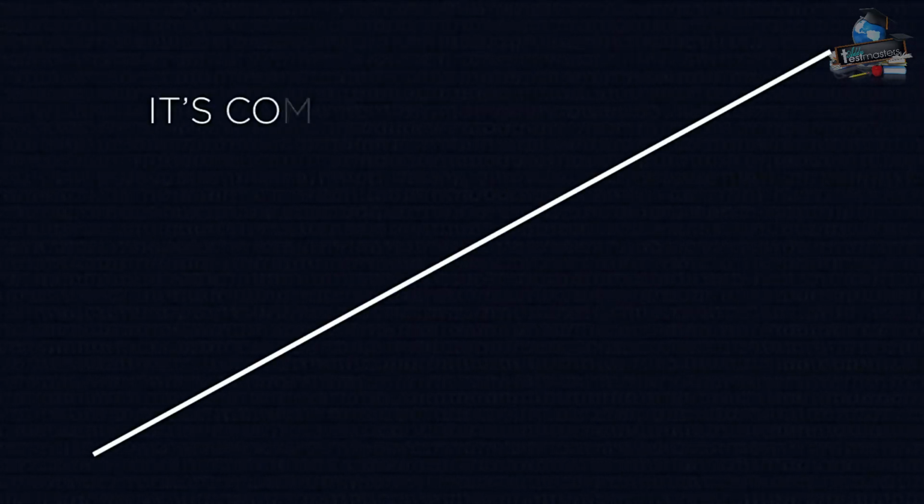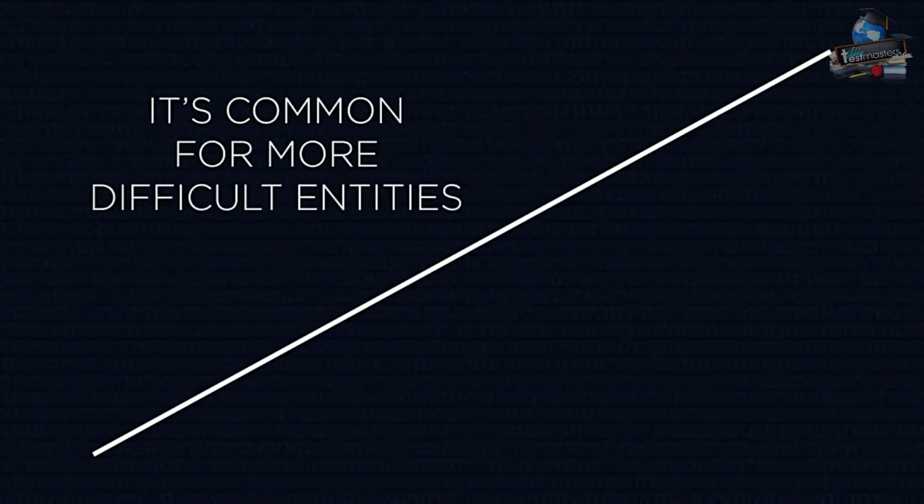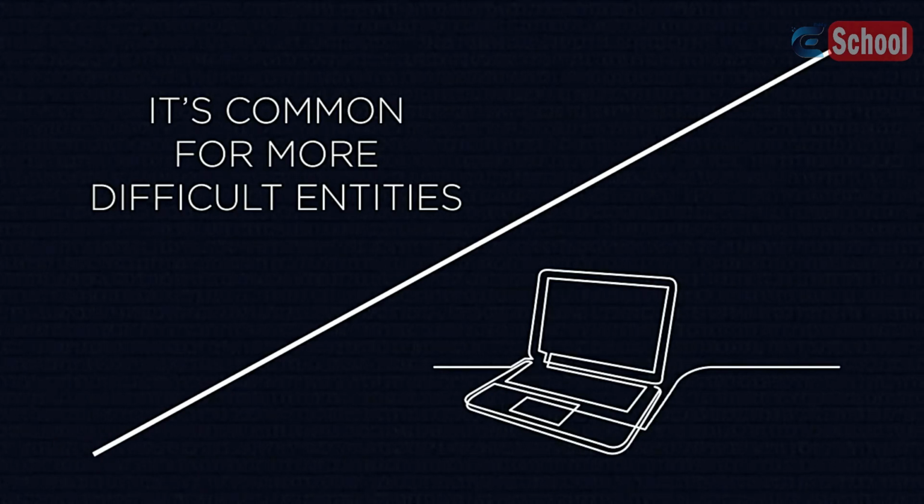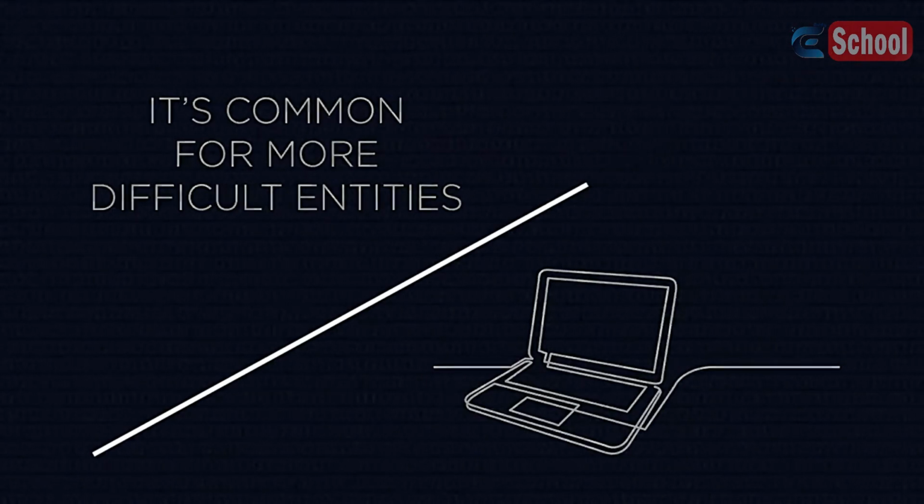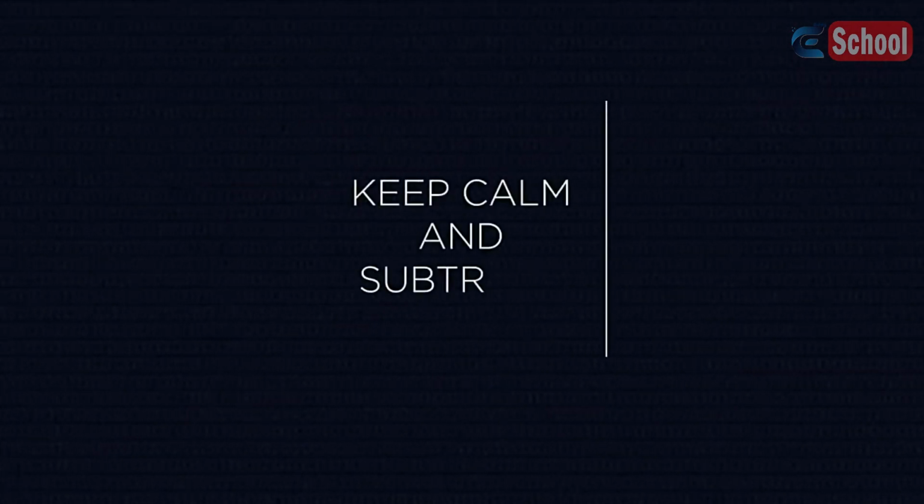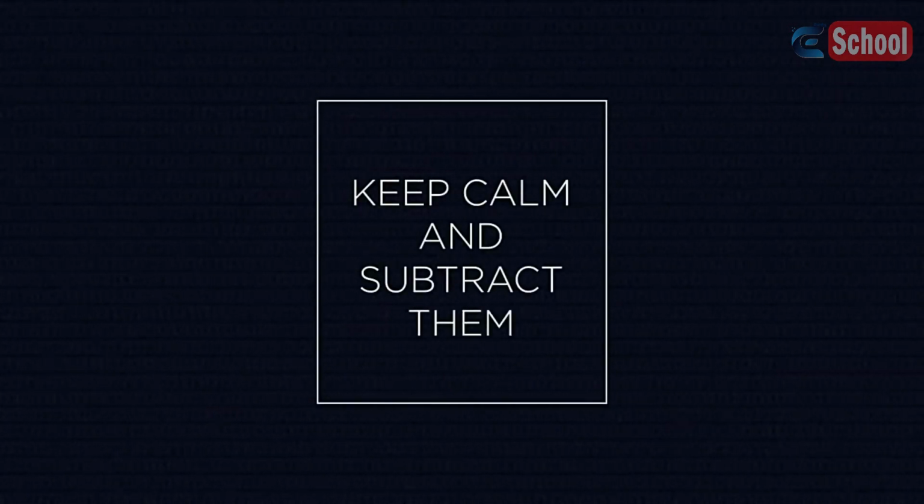You wouldn't normally use this method to order integers. However, this method is common and so might be really helpful when ordering more difficult maths entities. Also, if you are a computer, it's so much easier for you to just subtract numbers rather than do all these silly things with digits and signs. So just keep calm and subtract them. Let the power of order be with you.